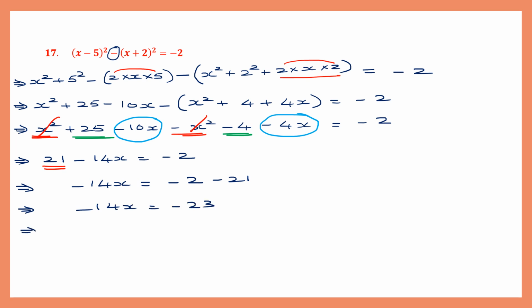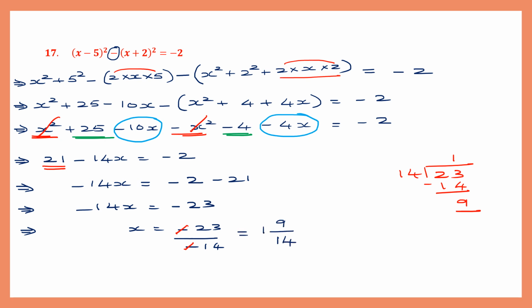So now let's find the value of x. x is equal to -23 divided by -14. The minus and the minus get cancelled. Let's divide 23 by 14. 14 ones are 14, and here let's subtract. 23 minus 14 is 9. So what do we have here? We have 1, 9 by 14. This is the value of x. The final answer is 1, 9 by 14.